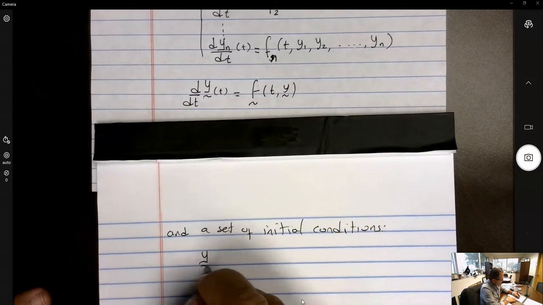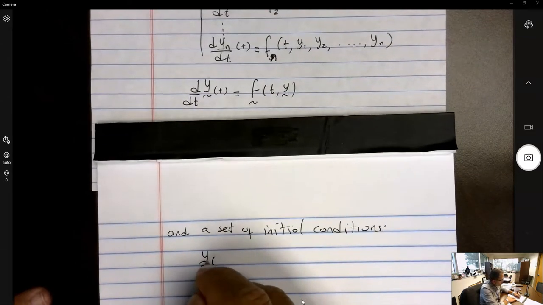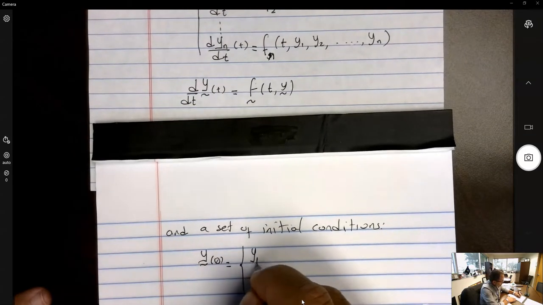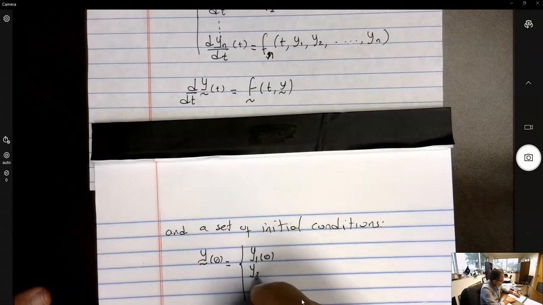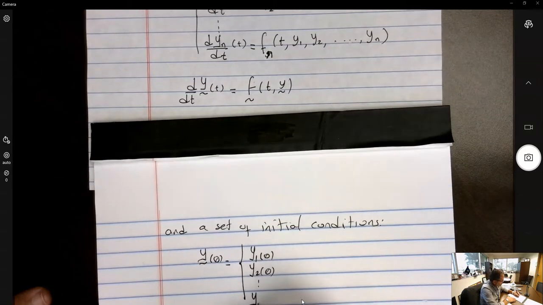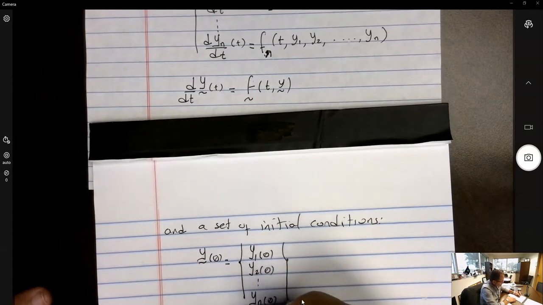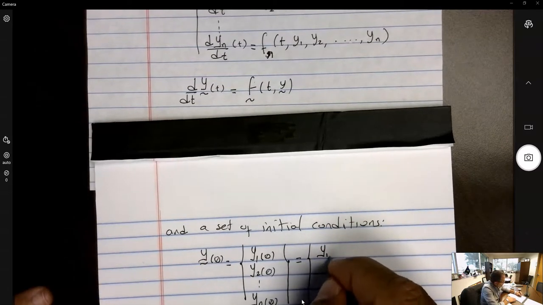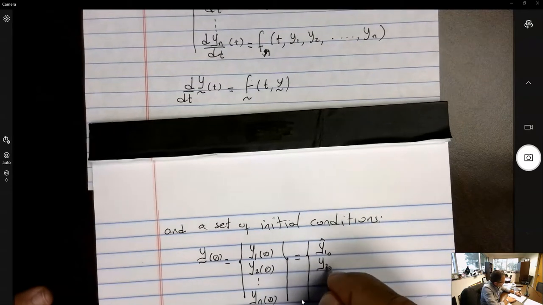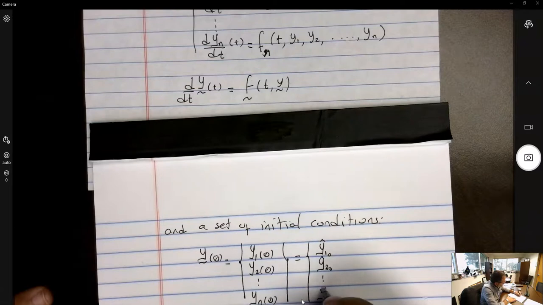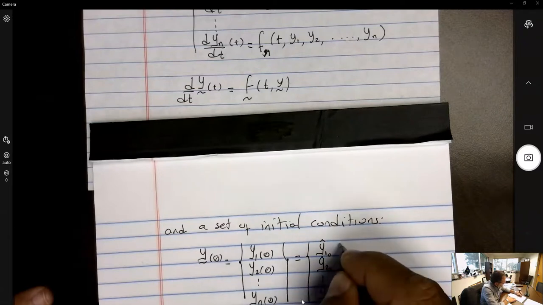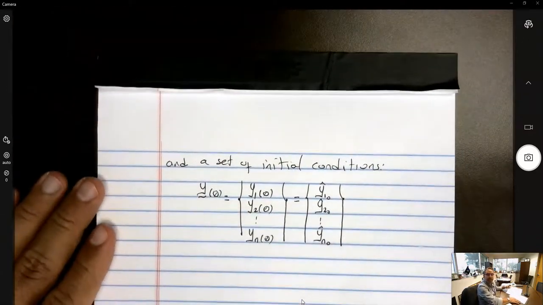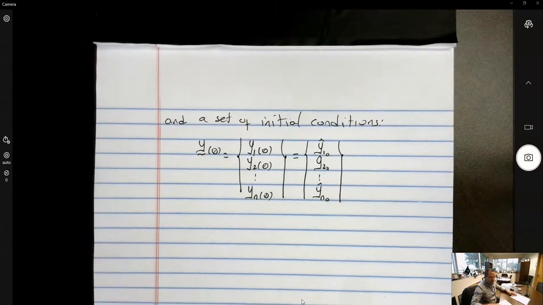That is, we need to know what each one of these functions y is at time equals 0. That is, we need y1 at time equals 0, y2 at time equals 0, all the way to yn at time equals 0. And we can denote that as y1 naught, y2 naught, all the way to yn naught. So these are all the necessary initial conditions that are required for a complete set.